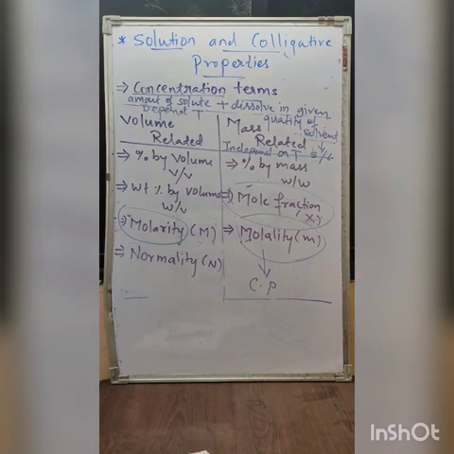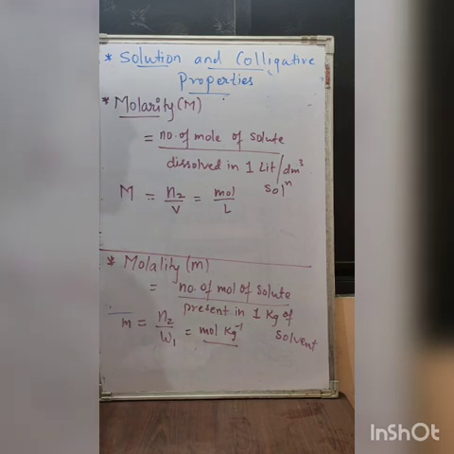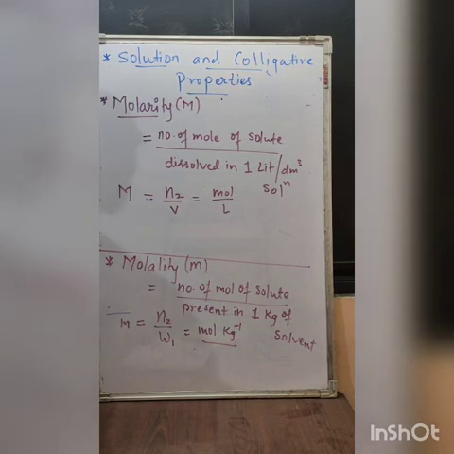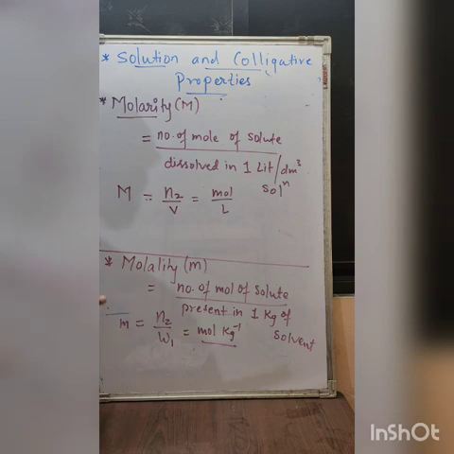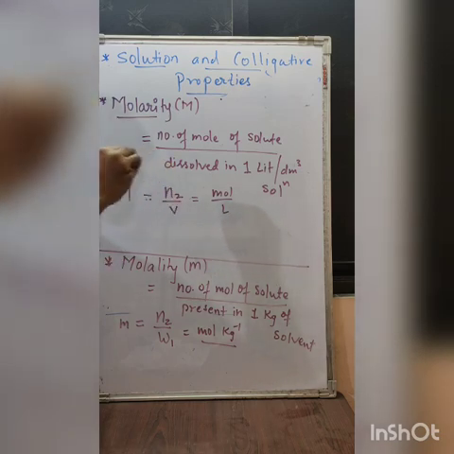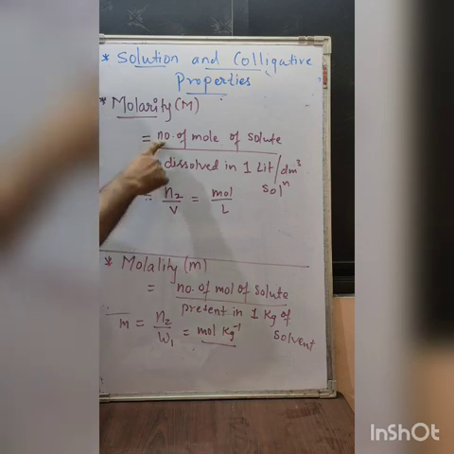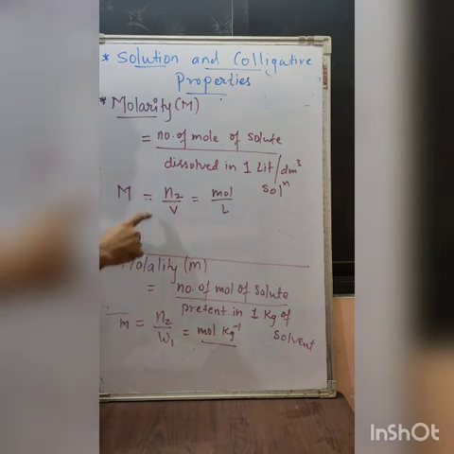Okay, so we start with the important concentration terms, that is molarity, molality, and one more, that is mole fraction. So first, what is meant by molarity? Molarity is denoted by the capital M, which is defined as the number of moles of solute dissolved in 1 liter or 1 dm cube of solution, which is given by capital M, molarity, which is equal to the number of moles of solute, that is N2.